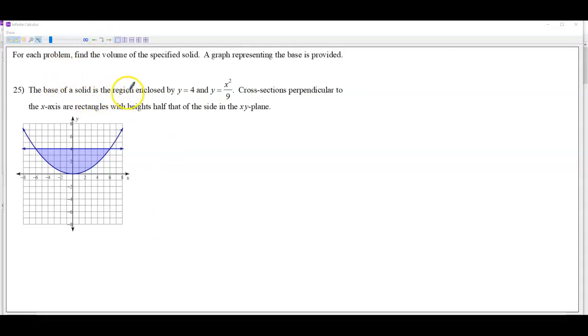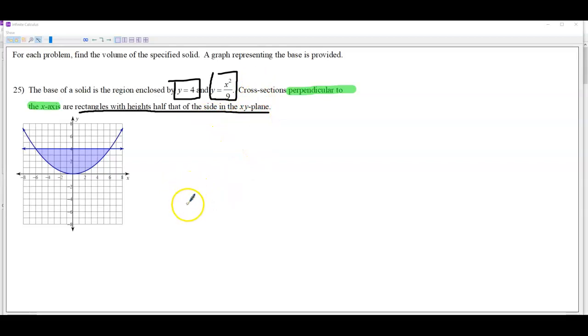The base of a solid is the region enclosed by these two curves. So now we're dealing with two curves, right, instead of just one. The cross sections are perpendicular to the x-axis. That's an important little word because that means we're going to be integrating with respect to x, and we want our equations to be in terms of x as well. And the other key piece of information that we want to focus on is the fact that we're dealing with rectangles with heights that are half of the side.